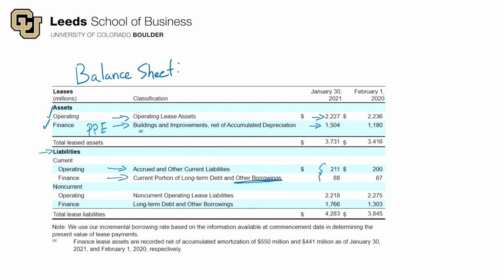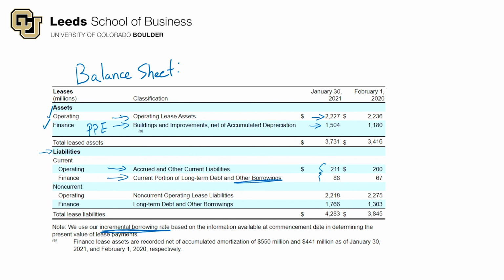Okay, and below the table here, they say we use our incremental borrowing rate based on the information available at the commencement date in determining the present value of lease payments. So remember, when they're setting up the value of their liability, they look at their stream of lease payments ahead and they discount those payments back to today. And the discount rate that they use is their incremental borrowing rate. Okay, that's the discount rate that they use. And they'll have some more disclosure about that later on.